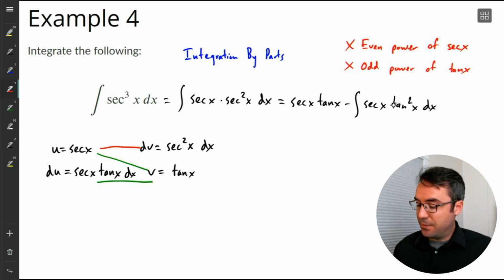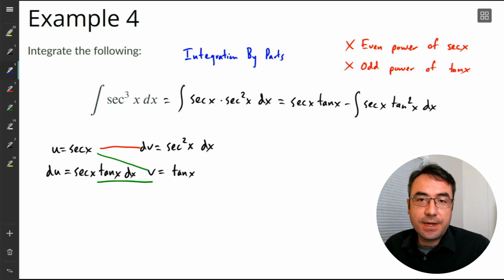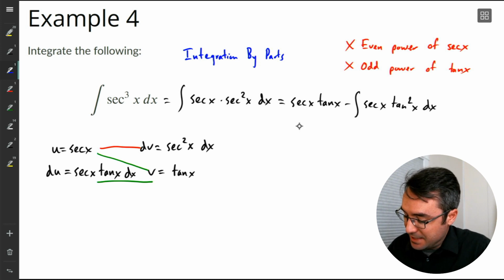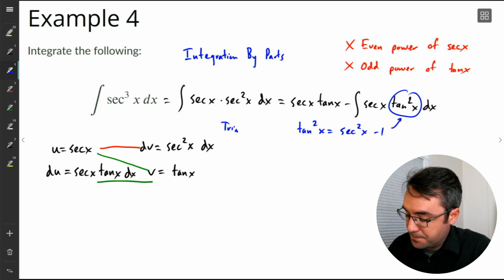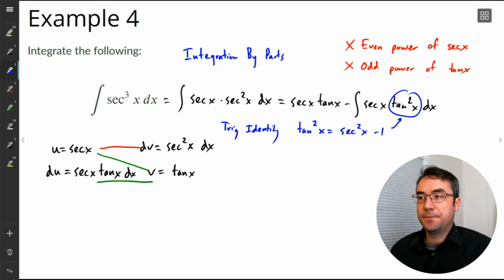And we have this tangent squared. So let's try using our trig identity to convert that and see what happens. Let's just try using our trig identity and see what happens. So we're going to let tangent squared x equal secant squared x minus 1. We're just going to try our trig identity here and hope for something to work.